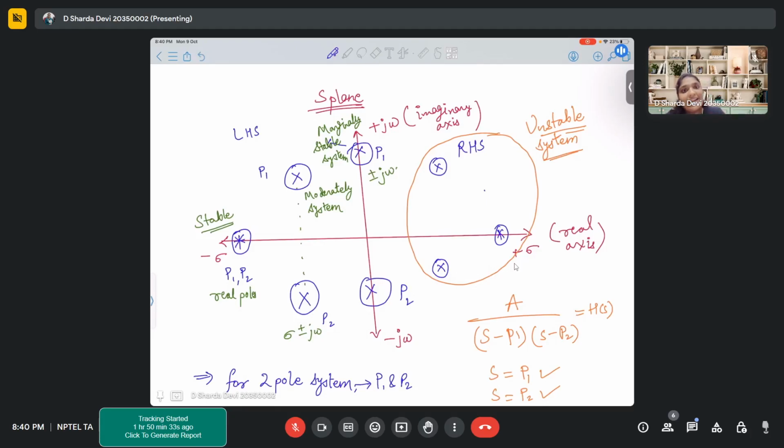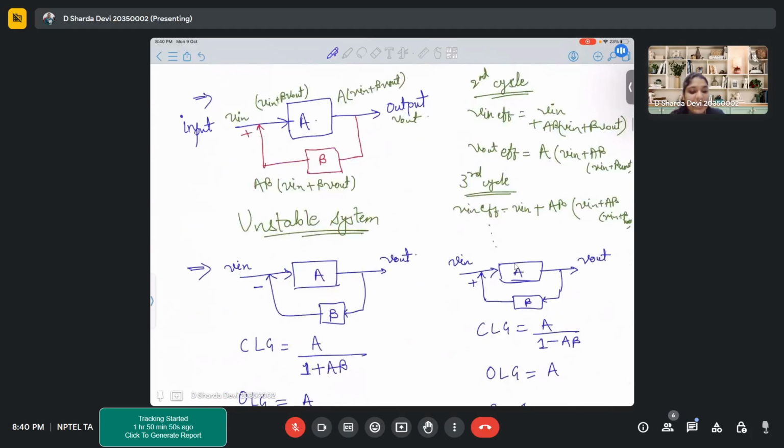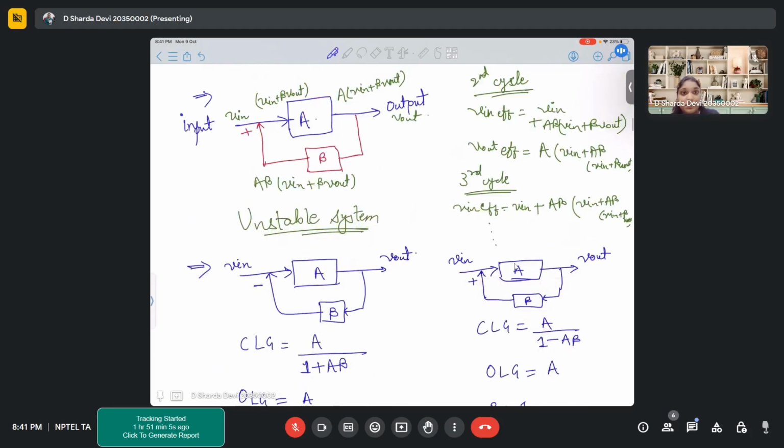But the moment there is a right hand side pole, it is definitely an unstable system. So no need to give a second thought about it, because if there is a positive feedback or right hand side pole, it can never be stable. And that's why these positive feedbacks are only used while designing oscillators, because oscillators are unstable systems and they use positive feedback. So they can never be stable.